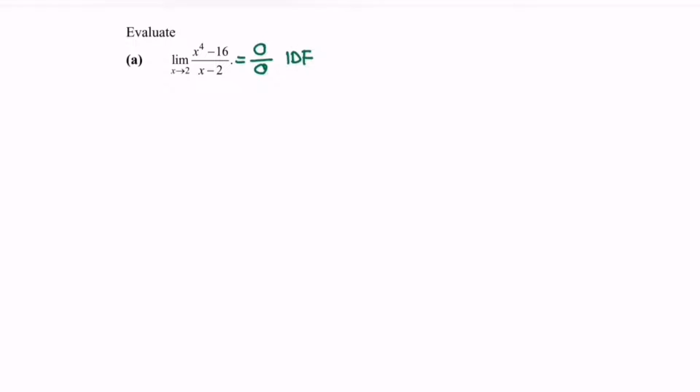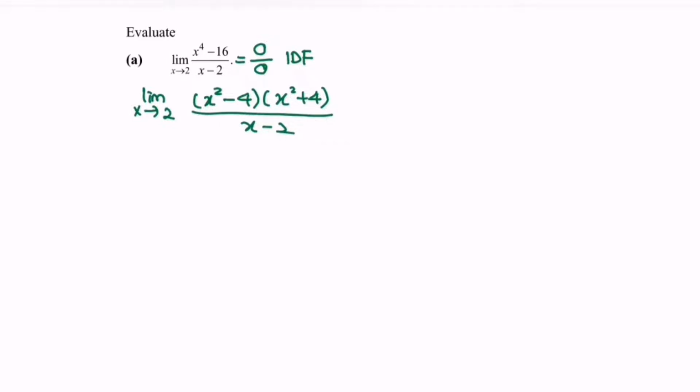For this case, what we can do is factorize, multiply with the conjugate, or use long division. For this question, my suggestion is to factorize. So kindly observe: here we have x to the power 4 minus 16. By referring to the formula, we have the limit when x approaches 2. If we factorize x to the power 4 minus 16, we will have x squared minus 4 multiplied with x squared plus 4, over x minus 2.